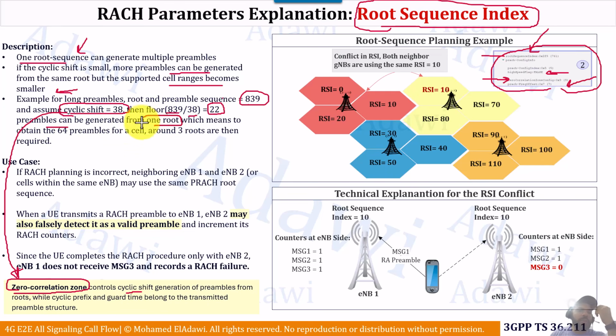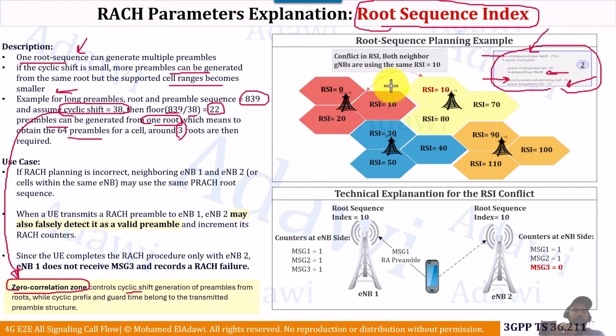So this means one cell needs how much to generate the total preambles. We have a total of 64 preambles, right? So divide 64 by 22. This means you need at least 3 root sequence indexes per cell. For example, one cell can use 0 up to 3. So you should make sure that you are not causing any planning conflict with others.